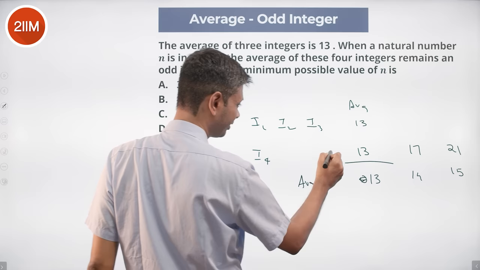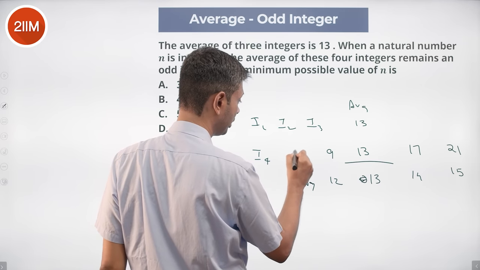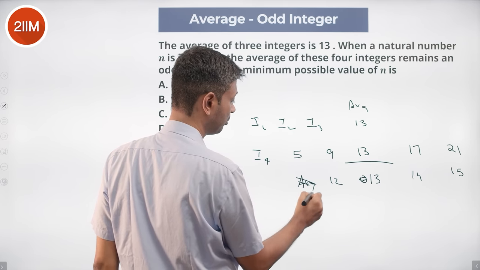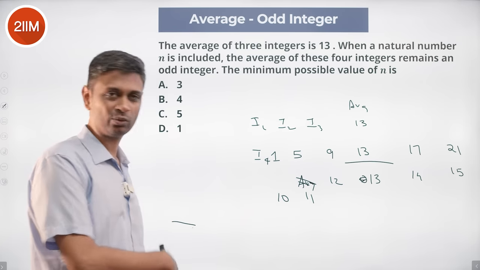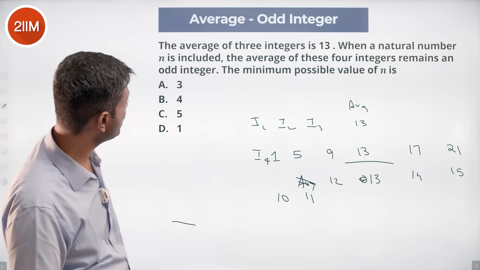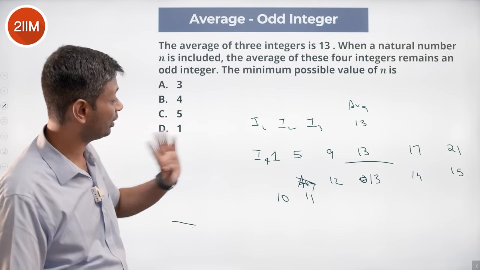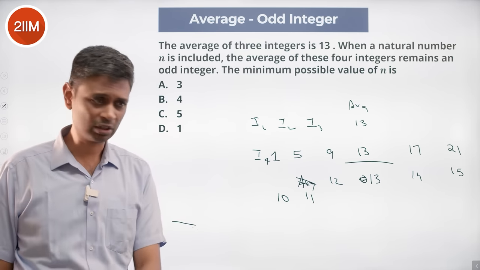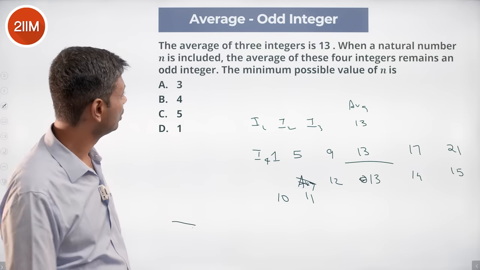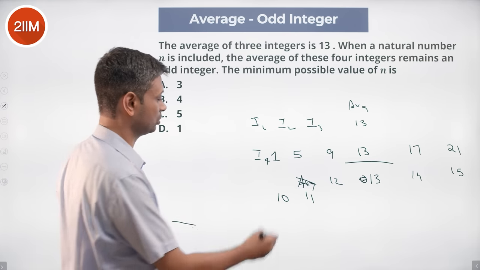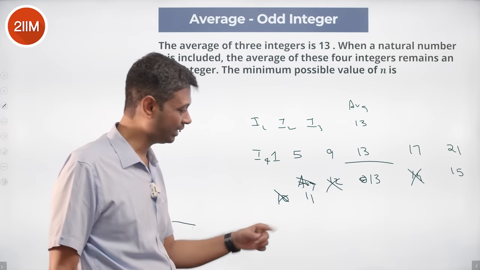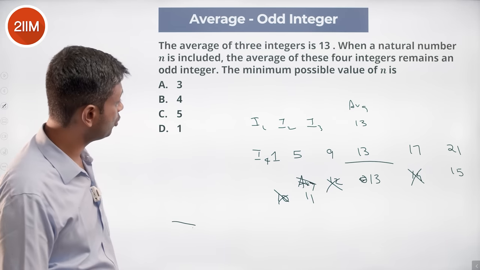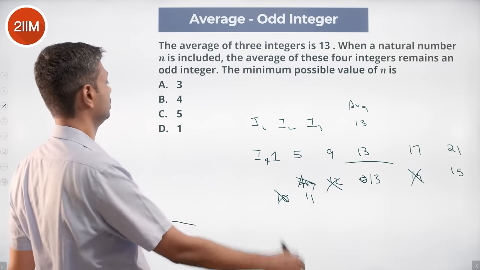If i4 brings 9, the average will become 12. If i4 brings 5, the average will become 11. If it brings 1, the average will become 10. You cannot bring less than 1, because the fourth integer is a natural number. It has to be an odd integer average, so I should not include these numbers. So you can bring in 5 and the average could go to 11. The minimum possible value of n, or i4, is 5.